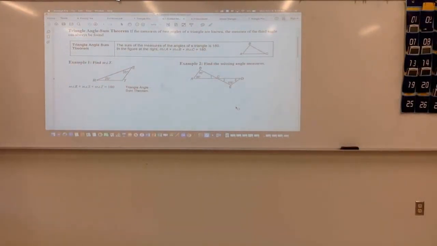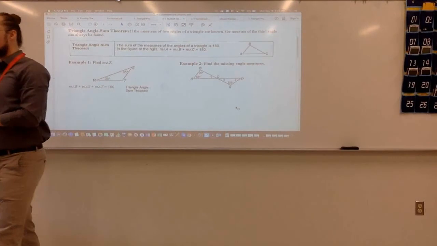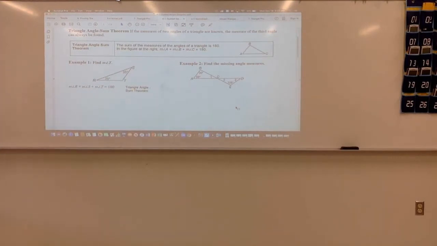Alright, today we are going to start talking about triangles. This whole next chapter is all about triangles. The first section that we're going to look at today is based on this idea up here at the top. The sum of the measures of the angles of a triangle is 180 degrees. All three angles of a triangle always add up to 180, no matter what, every single time.